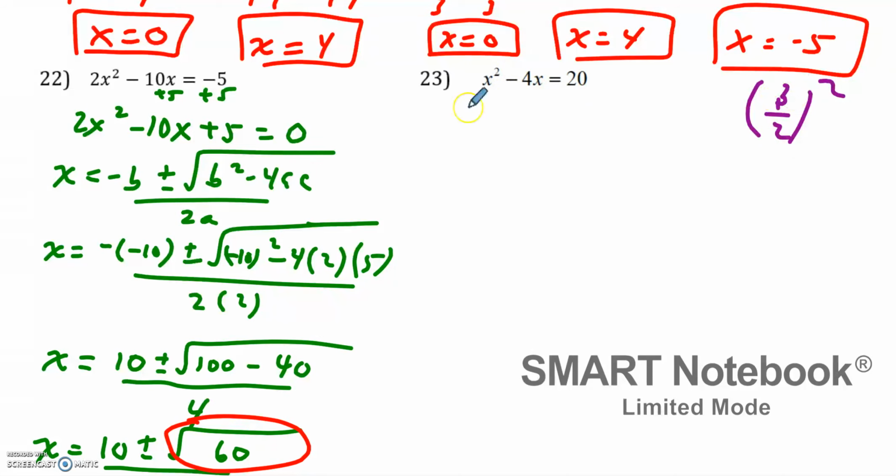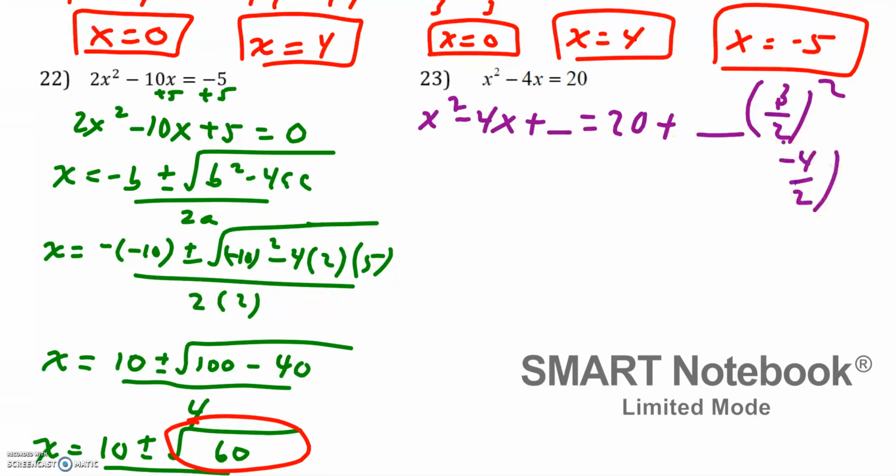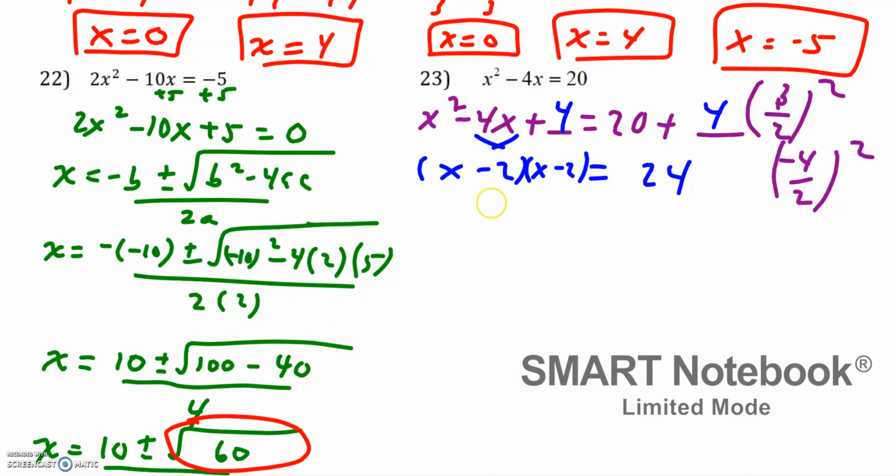Doesn't hurt to review. There's no number in front of x squared, so I don't need to divide by anything. So the first thing I'd have to do is add that number squared on both sides of my equation. If I take b, negative 4, divide it by 2 and square it, that's really negative 2 squared, or positive 4. So when I add 4 on both sides, I get 24 over here. And then this side always ends up being something I can factor. This ends up factoring to x minus 2 times x minus 2, which is really x minus 2 squared equals 24.